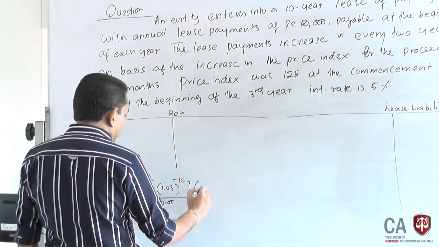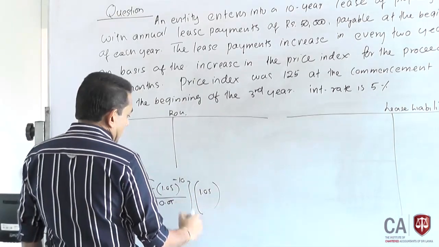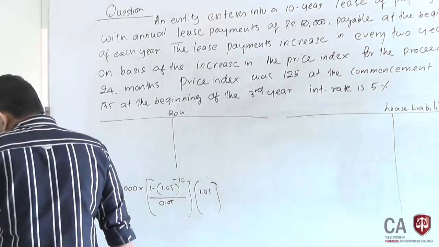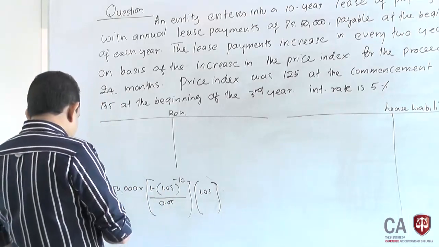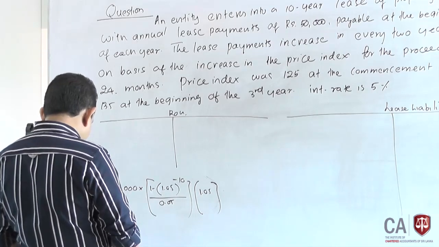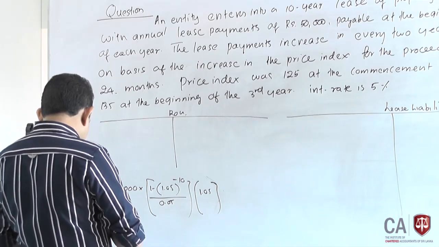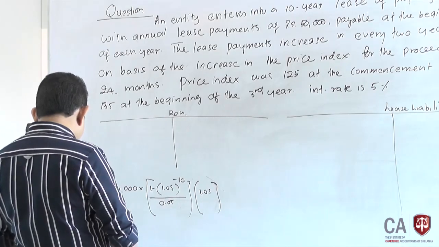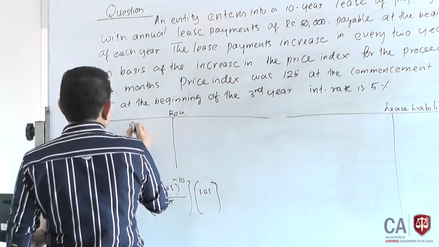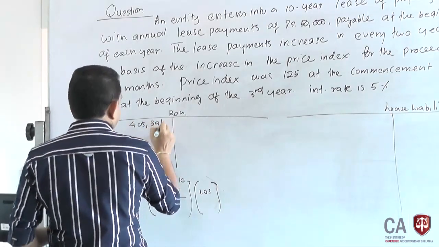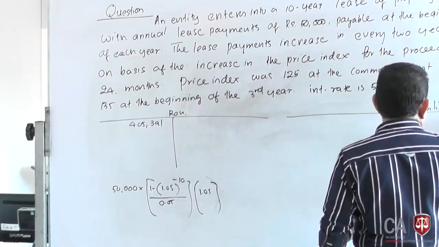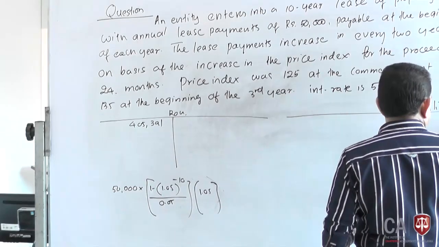This is once again multiplied by 1 plus r. So, if you simplify this, 1.05 to the power minus 10, it has to be 405,391. Debit to right of use asset 405,391.